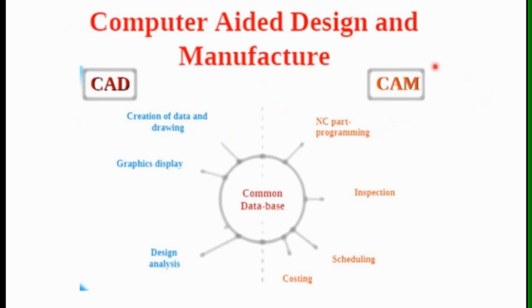In case of CAM, it is related to manufacturing. Here in CAM, there is NC part programming, the numerical control programming that machines can understand. Then scheduling and planning of manufacturing operations. Then inspection, where computers are also used. Then costing, to reduce cost and to produce accurate components. All these operations are controlled by computers in computer aided manufacturing, CAM.